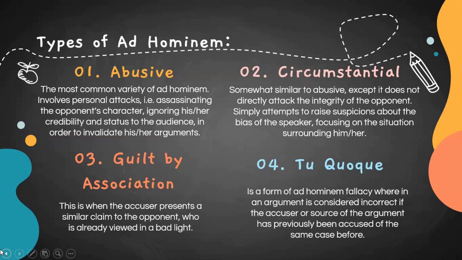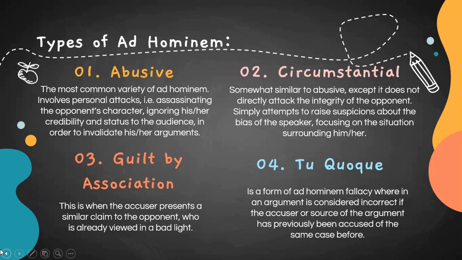Second, circumstantial. It is somewhat similar to abusive, except it does not directly attack the integrity of the opponent. It simply attempts to raise suspicions about the bias of the speaker, focusing on the situation surrounding him or her. This type is typically used in law, journalism, politics, and even business contexts, where conflicts of interest are common.